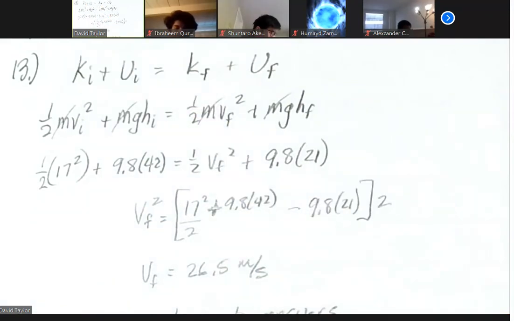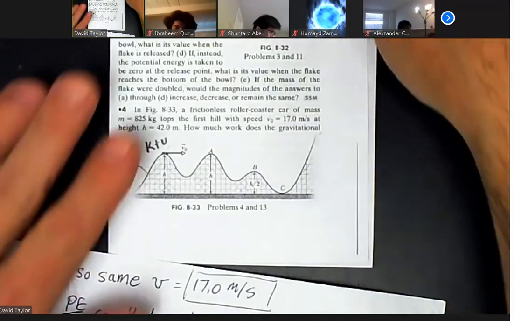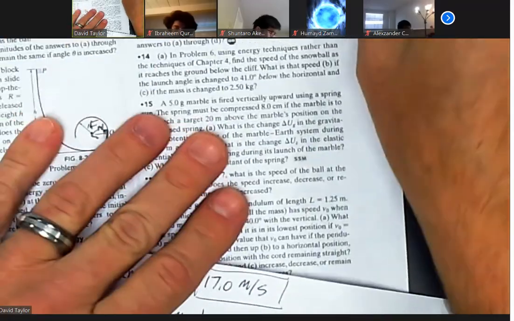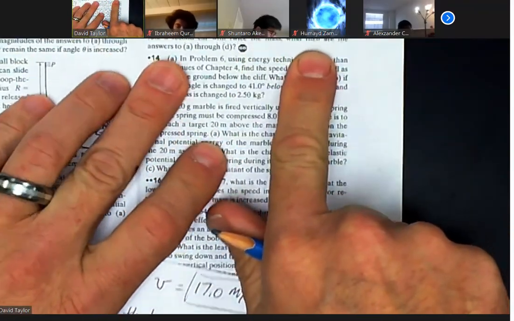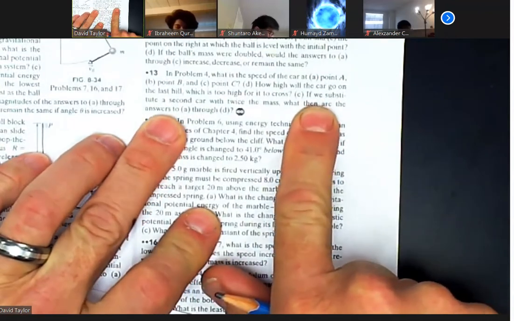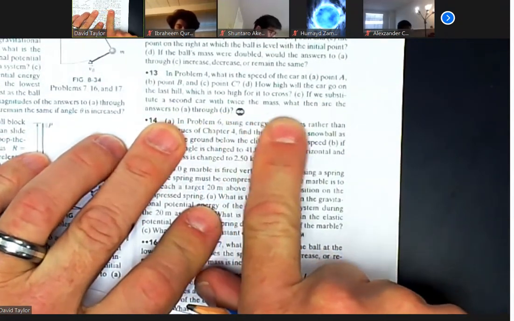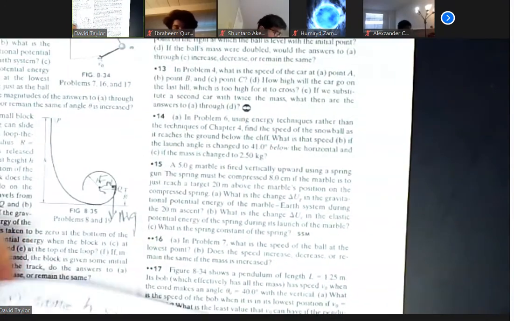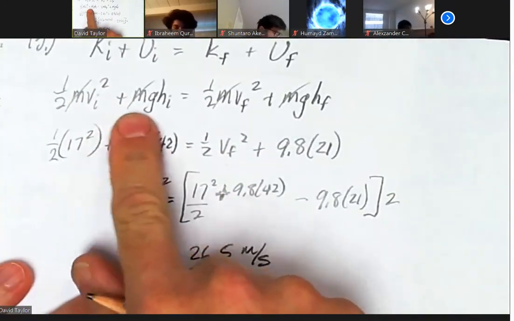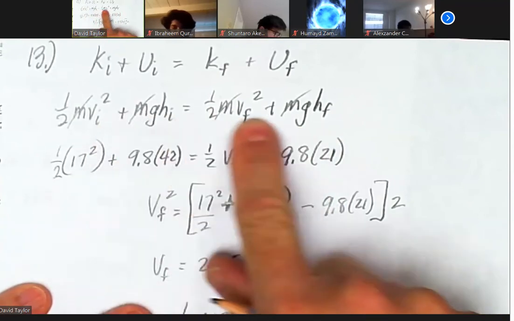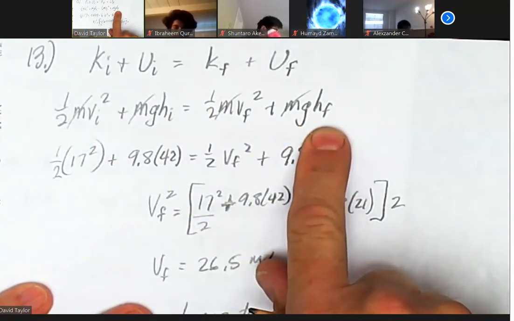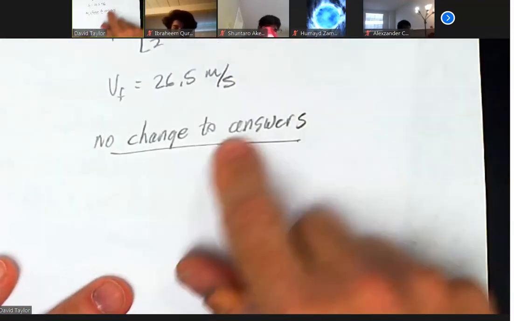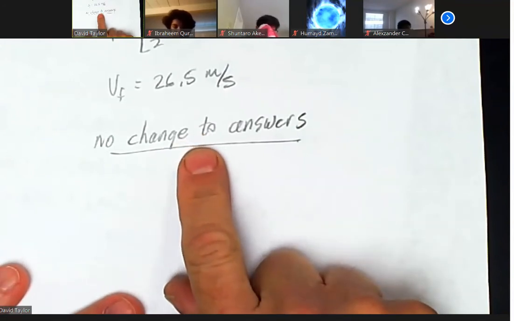And then I think the last part of the question asks, let's see, if we substitute a second car with twice the mass, what then are the answers to A through D? Well, if you look, this is what happens. The m's cancel, so the mass doesn't matter. So no change to your answers. They'll all be the same.